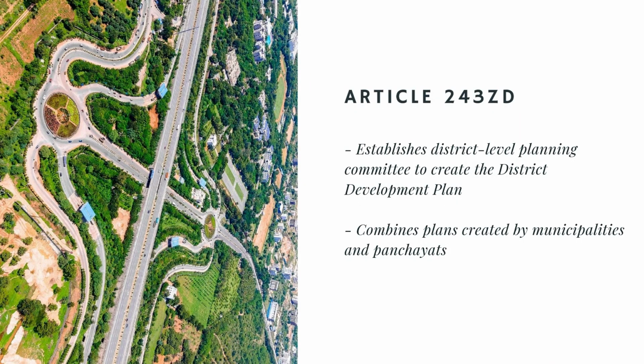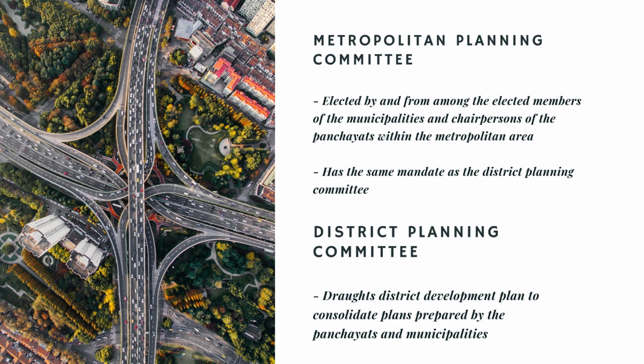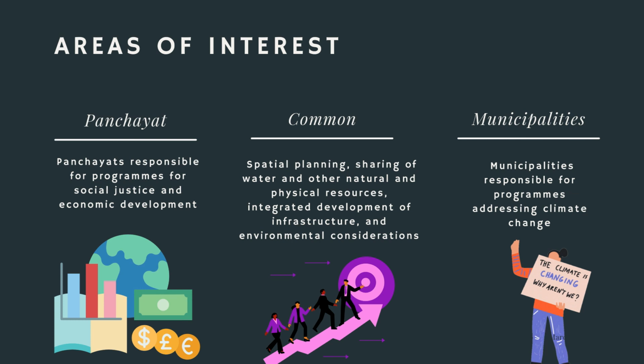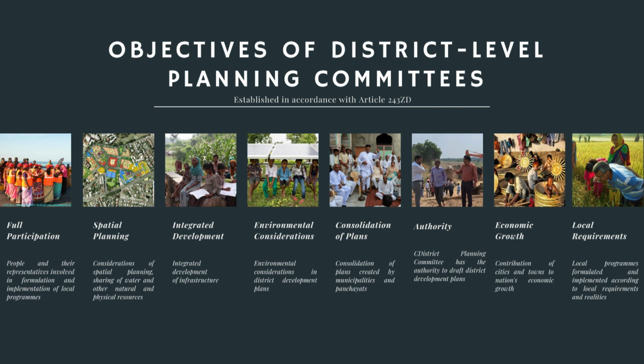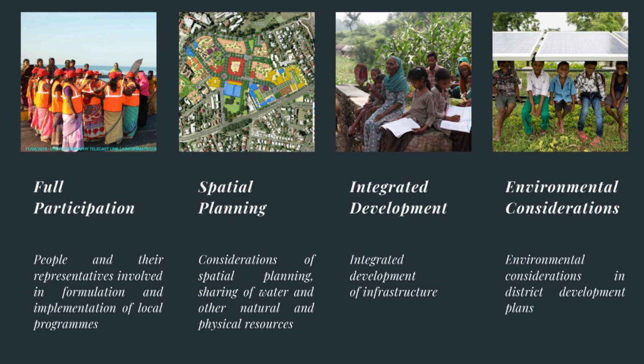Now, let us come to 243ZD and 243ZE. 243ZD provides for a district level planning committee. This committee will consolidate the powers and develop a plan for the entire district. Again, by 243ZE, we see the constitution of a metropolitan planning committee, which will take care of all programs or matters related to common interest. When I say common interest, I mean spatial planning, sharing of water and natural resources, and also integrated development of infrastructure, considering the environmental impacts or advantages as well. The district planning committee has been given authority to give a blueprint on how to consolidate the plans prepared by the panchayats and the municipalities.